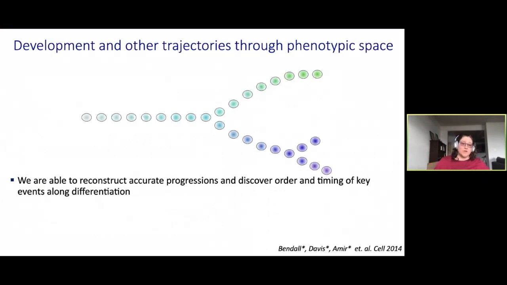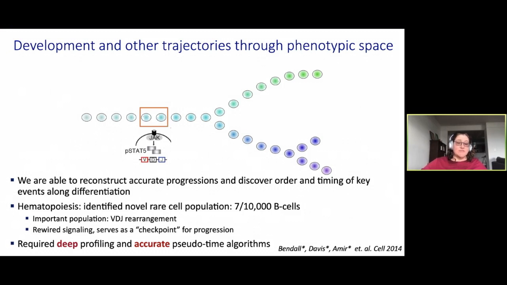Of course, it's really important to get a good algorithm. A lot of what we do in the lab is working really, really hard to take these concepts and turn them into very accurate and very robust algorithms. And that's most of the work in the lab. In this one case, looking again at B cell development, I was talking about this paper earlier, we were able to identify a tiny, tiny population, 7 in 10,000 B cells. And this is where VDJ, DJ rearrangement occurs.